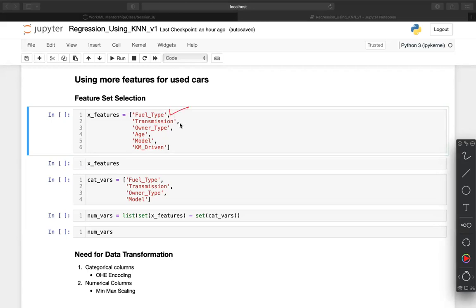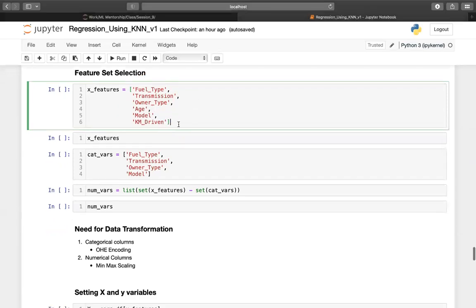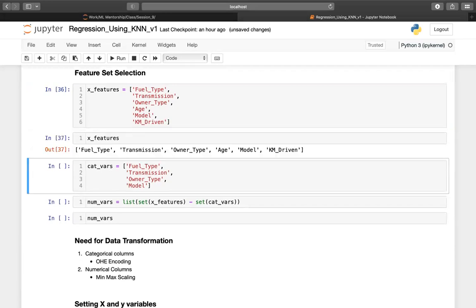What's the fuel type, petrol or diesel? Is it automatic or manual transmission? Is it the first, second, or third owner? How old is the car? What's the model? And how many kilometers driven? I think these are the 6 most important questions that people ask when they buy a used car. So those will be my X features now.